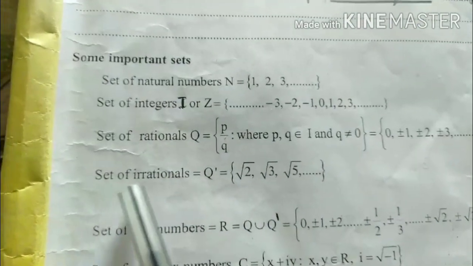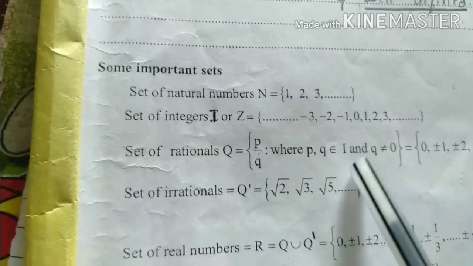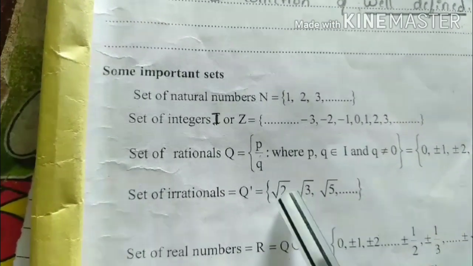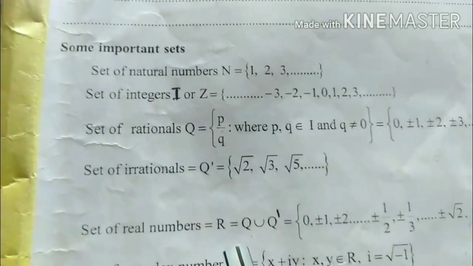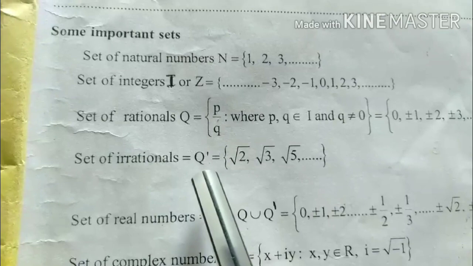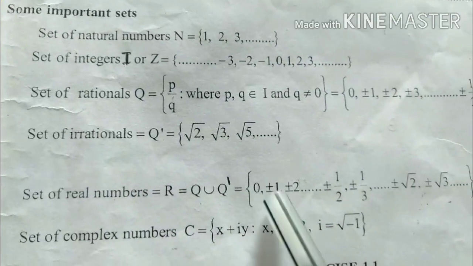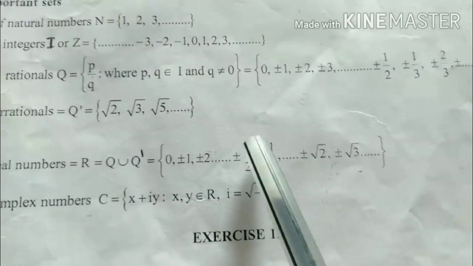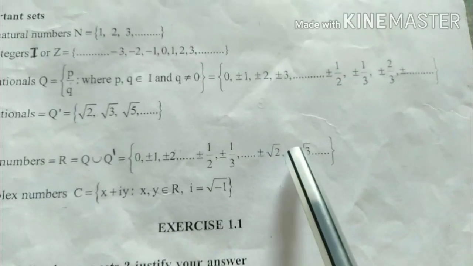Next, the set of irrational numbers, denoted by Q dash, which are square root of 2, square root of 3, square root of 5, etc. Next, the set of real numbers. The real numbers are the union of the set of rational numbers and irrational numbers. So within the bracket: 0, plus or minus 1, plus or minus 2, etc., plus or minus 1 by 2, plus or minus 1 by 3, dot dot dot, plus or minus square root of 2, plus or minus square root of 3, dot dot dot, enclosed in the bracket.